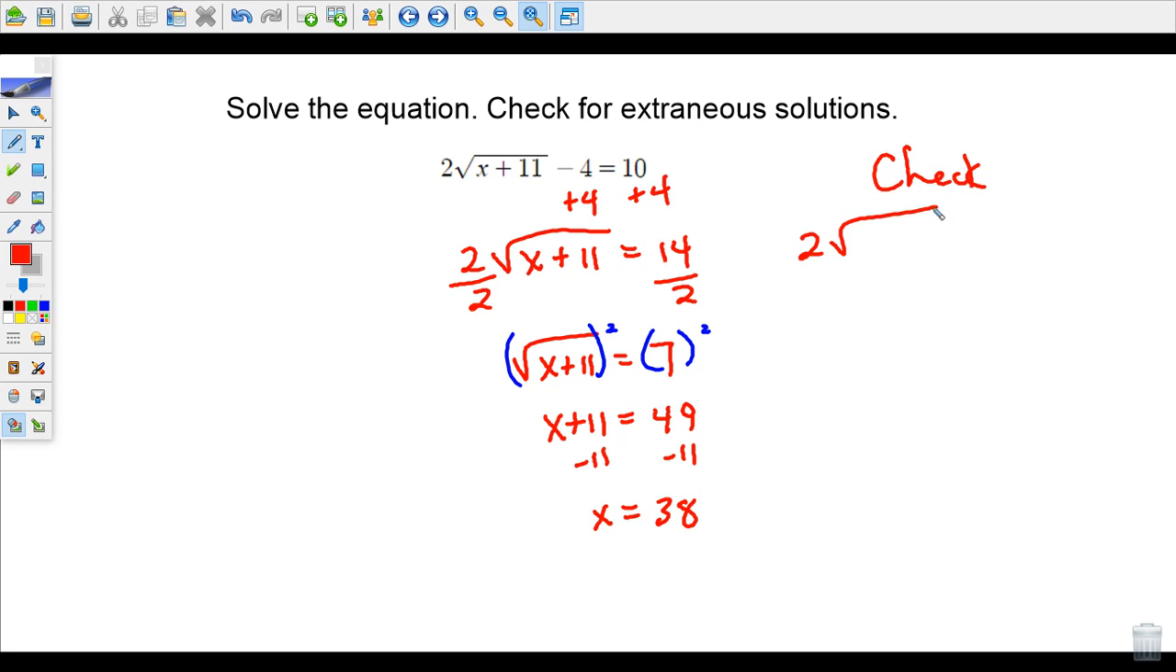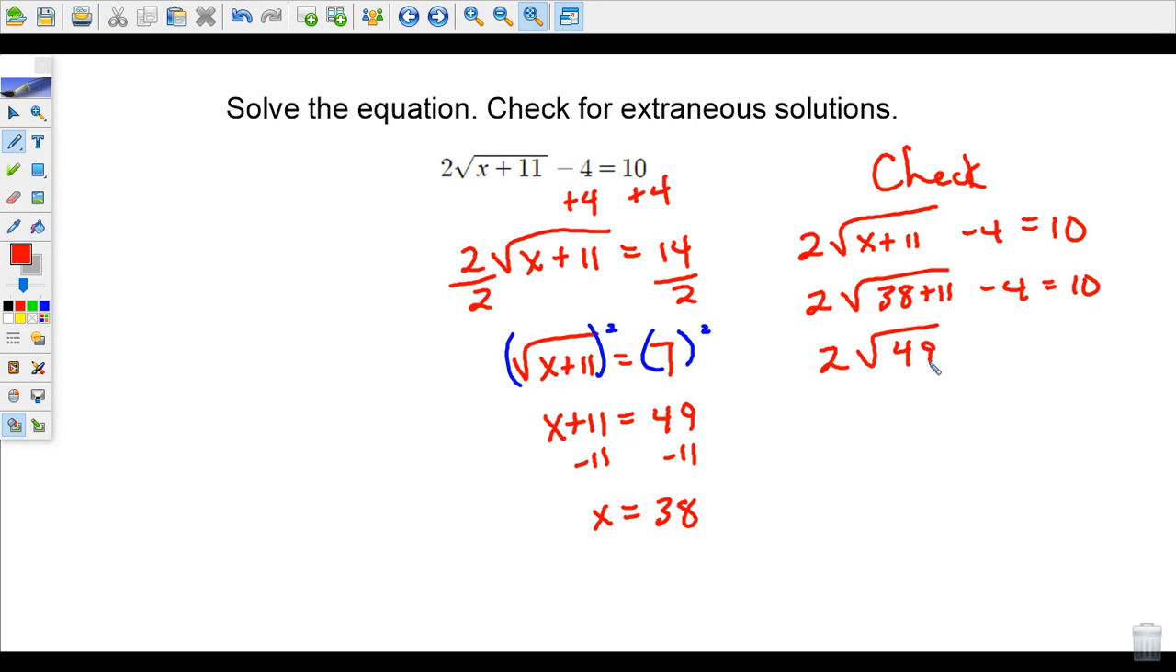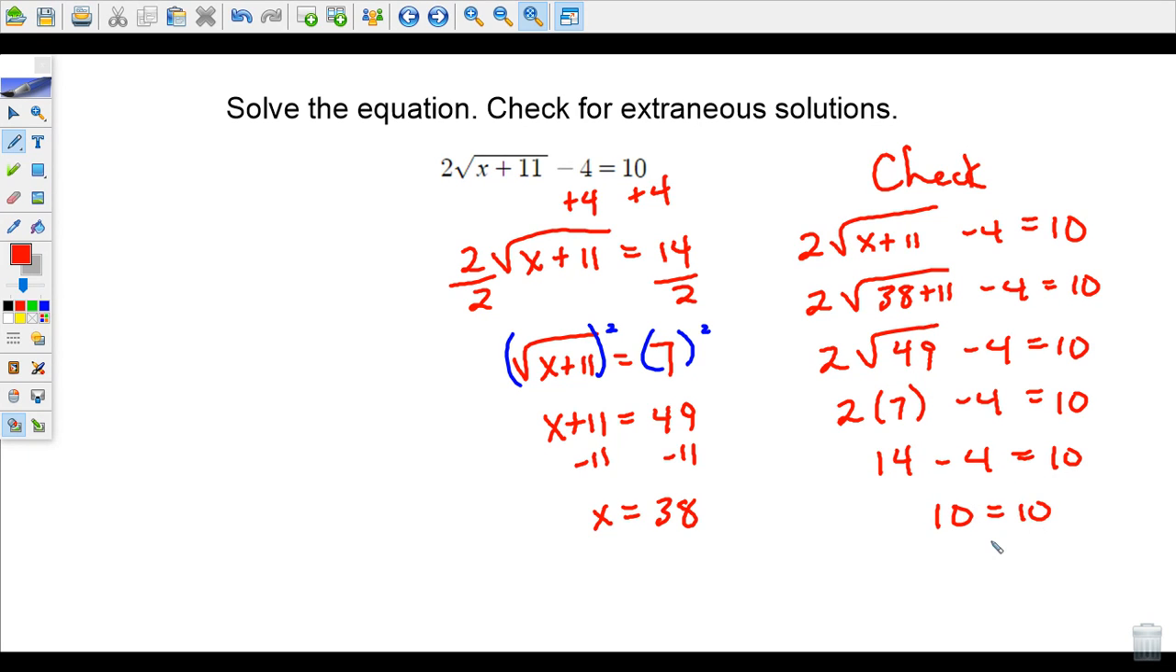So 2 times radical x plus 11 minus 4 equals 10. X was 38, so 38 plus 11 is 49 under our radical, and that would be 7. Square root of 49 is 7. 2 times 7 is 14. 14 minus 4 is 10. 10 on both sides, 38 is the solution to that equation.